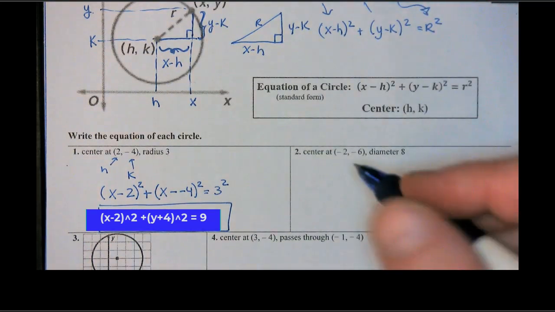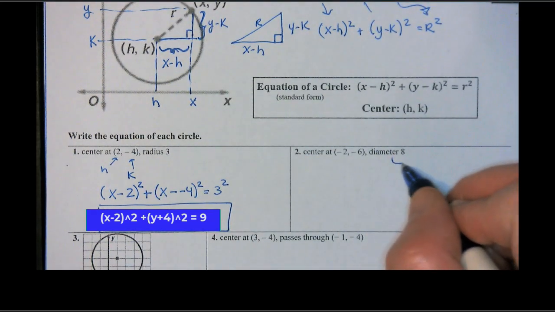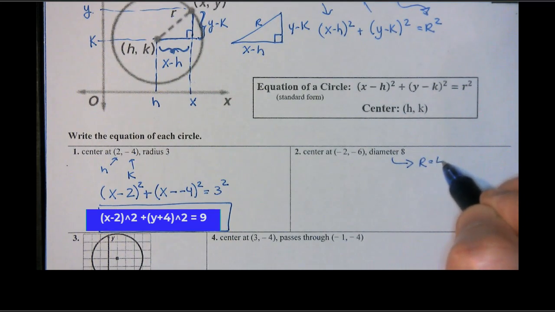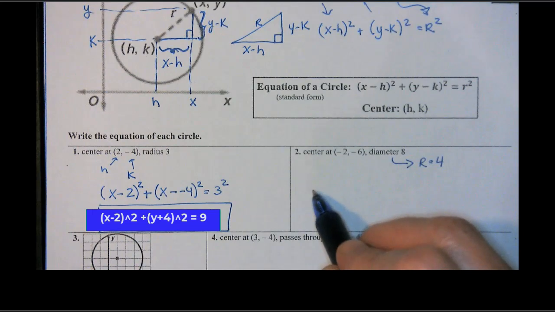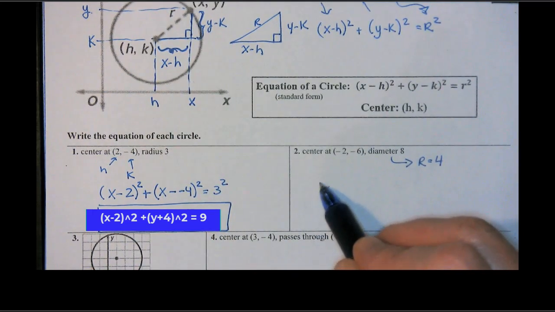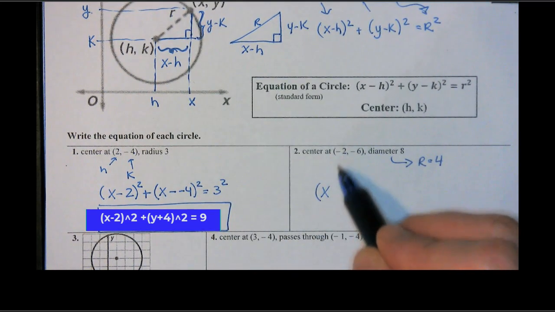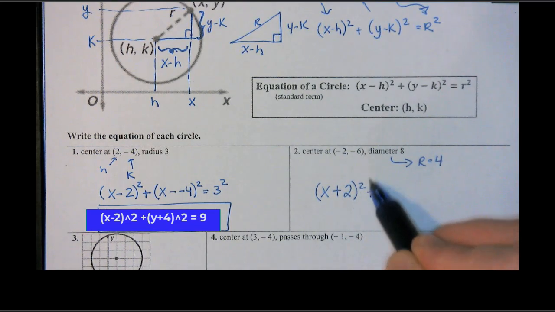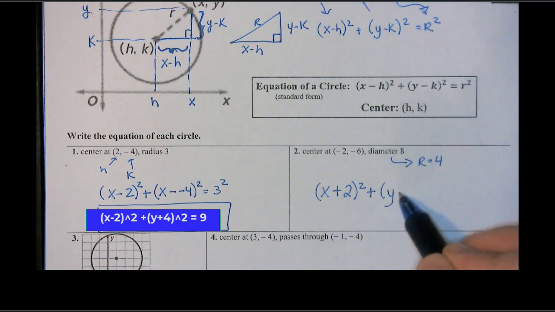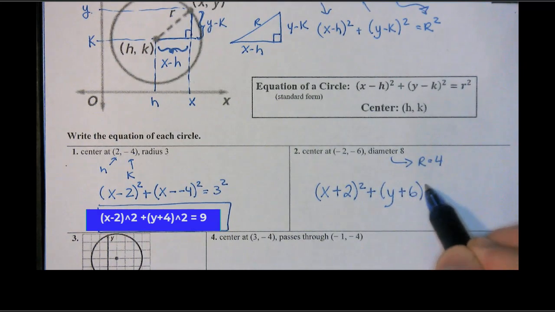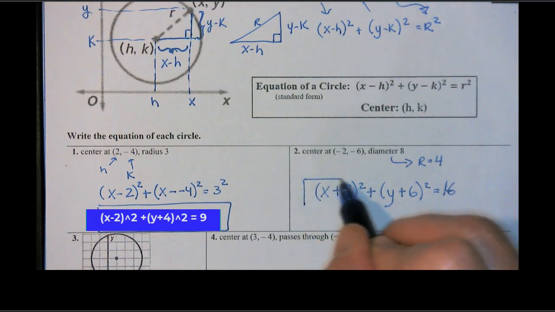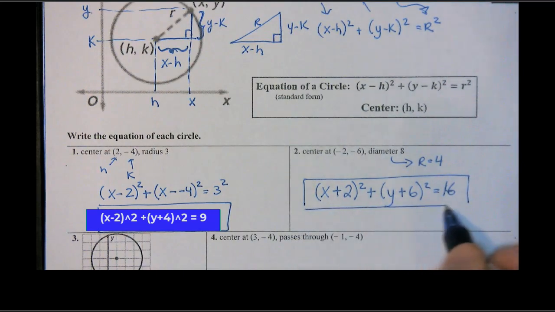Okay, so the next one, I have the center and the diameter. Please remember, diameter means that the radius would be half of it, which would be 4. If I follow what I said, you take this and you change the sign, so it would be x plus 2 squared. Then you take this one, y plus 6 squared equals 4 squared, which would be 16. So that would be the equation of your circle.